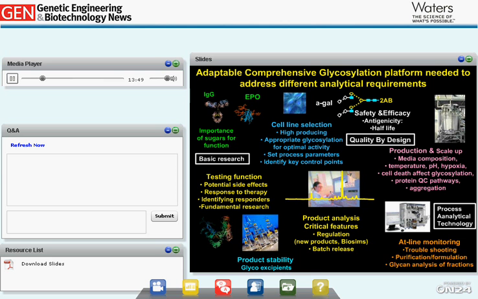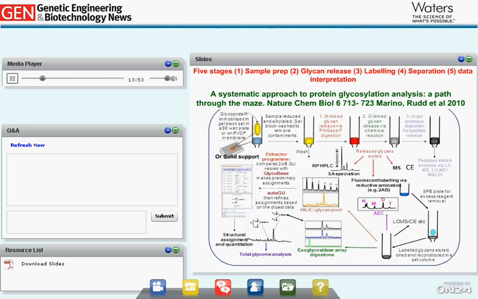First of all, sample prep. Then you need to release the glycans. Then you need to label them if you're going into LC technologies. You need to be able to separate them, and then you need some means of doing data interpretation. So this is a paper that we wrote where it might be a good place to start. We tried to explain how you would systematically approach protein glycosylation. So this is basically the system we use.